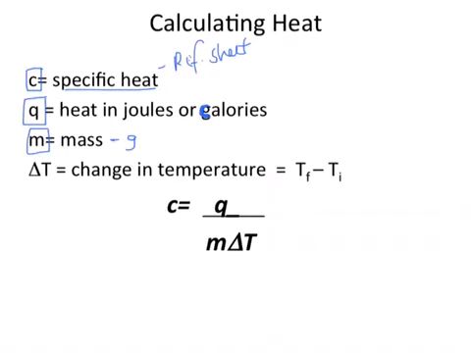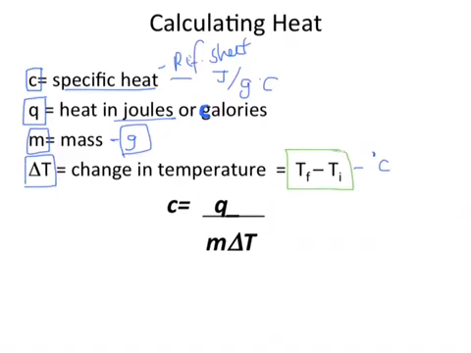They might give it to you in a different unit, but according to the specific heat value, which is in joules per gram Celsius, you will need to make sure that this is in grams. You will need to make sure that your heat is in joules and that your temperature is in the Celsius scale. The delta T stands for change in temperature, and you will be subtracting the initial temperature from the final temperature.